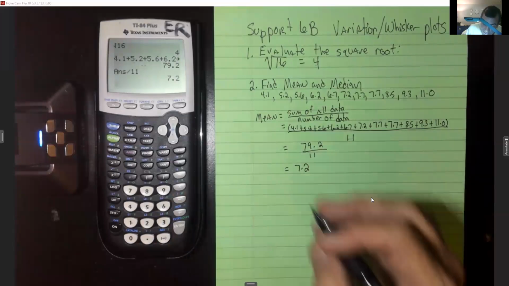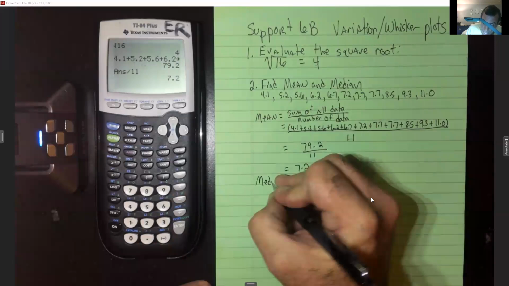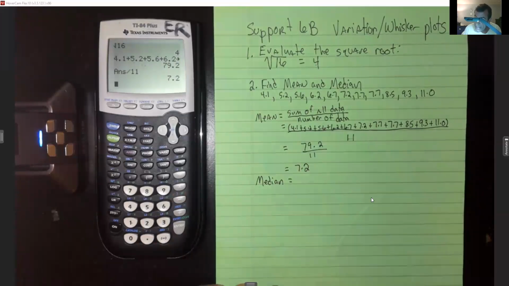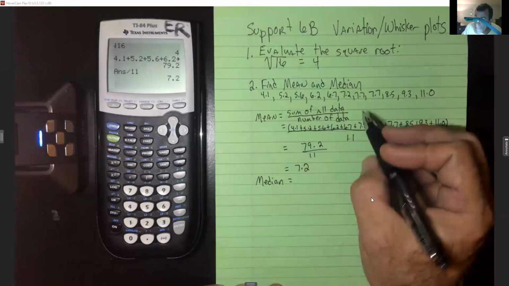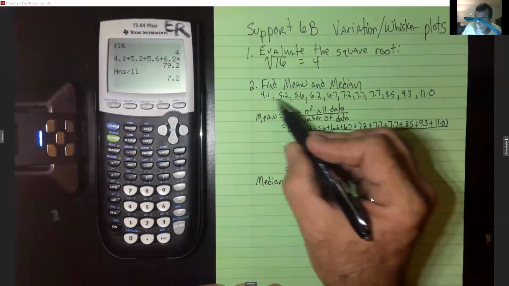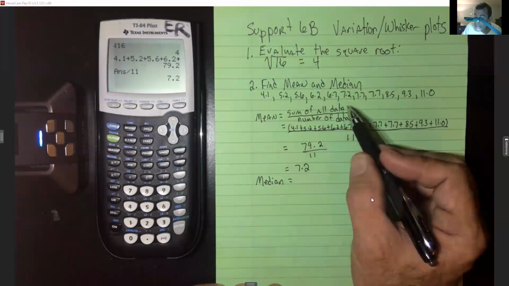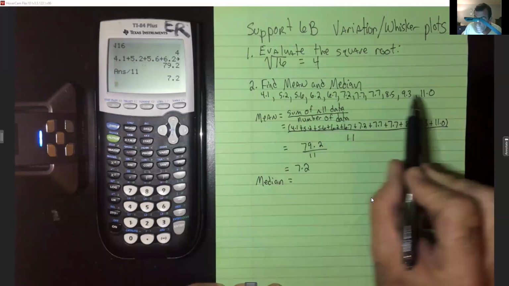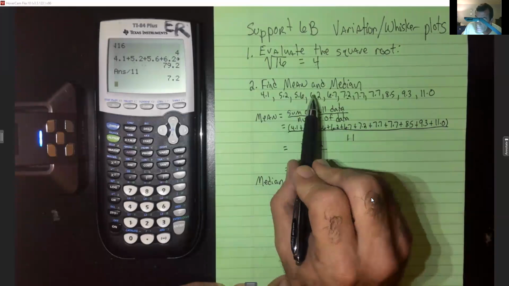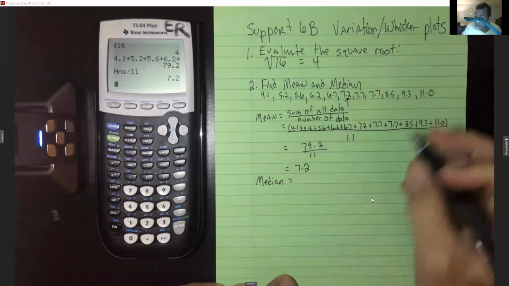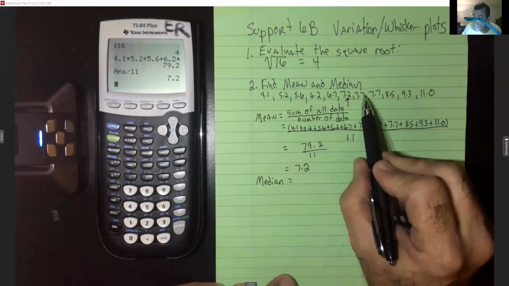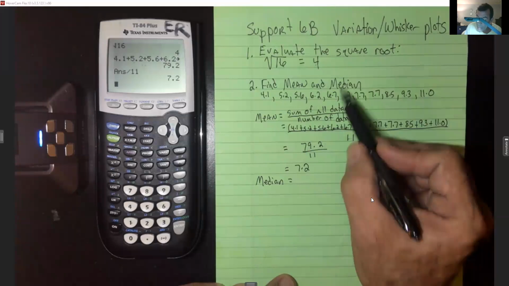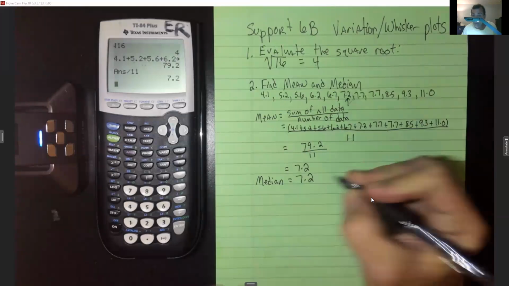So now they want me to find my median. So I know I had 11 data units. If I got 11 data units, that's an odd number. So I'm looking for the exact middle number. Since I got 11 of these, I'm going to have 5 on each side. So watch this. 1, 2, 3, 4, 5. So the sixth number is 7.2. And then on the right side of it, I got 1, 2, 3, 4, 5. So I got 5 numbers on both sides. So the middle number is going to be 7.2.